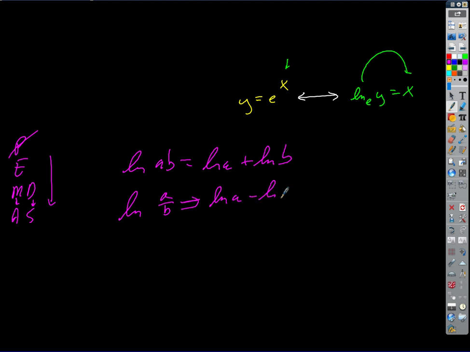Log A minus log B. And then finally, if we've got an exponent, the log of A to the m takes us down from exponent to product, right? So it becomes m log A. Everybody see that?